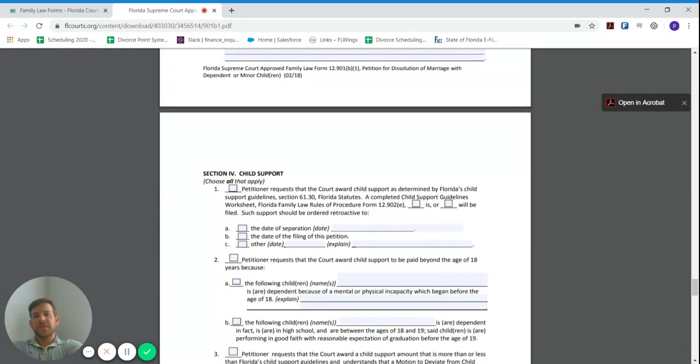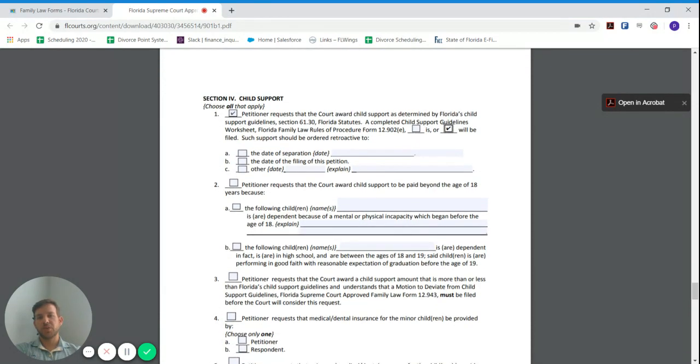Next is child support. And again, this is a choose all that apply provision. So if you just want child support, the court's going to order child support. It has to. But go ahead and select that you're requesting child support to be ordered. Select whether you're filing the guidelines up front or it will be filed at a later time. Next, the date of separation and the date of filing this petition is important because you can go back up to 2 years to ask for retroactive child support. So the court's going to look at this and say, okay, did the person ask for a retroactive award of child support? And so it's really important, again, up front to ask for what you may be asking for in the future.